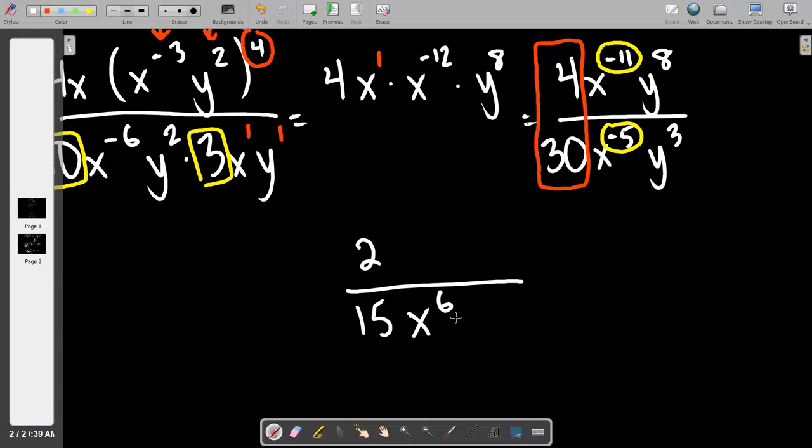And then finally, let's do the y's. I'll switch colors here to green. What is 8 minus 3? And since it's 5, where's it going?